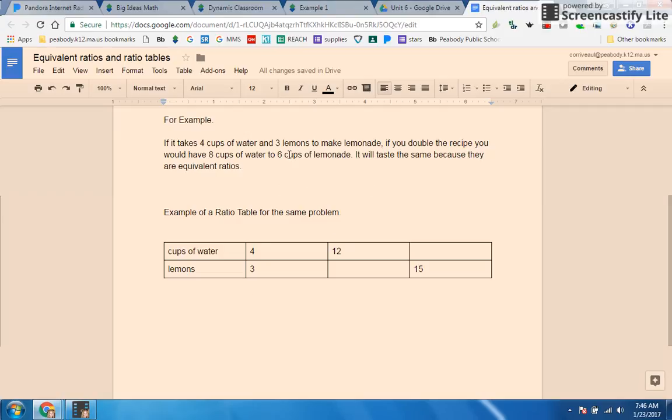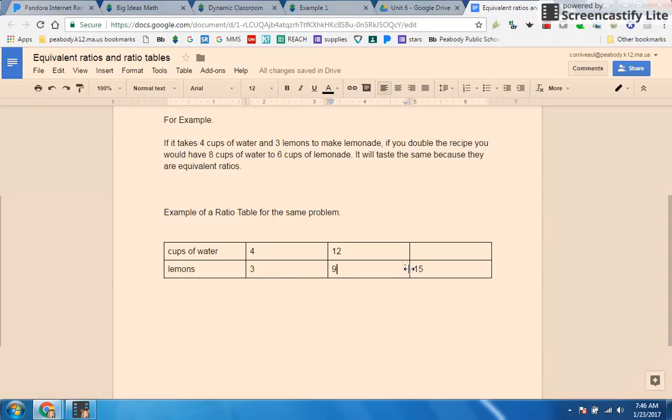So if I use this table for the same type of problem, 4 cups of water, 3 lemons would make 1 cup of lemonade. So if we wanted to make 12 cups of lemonade, we would do 4 times 3. So you figure out what you're multiplying this number by. So 4 times 3 is 12. So you would do 3 times 3, which is 9. So that's tripling the recipe.